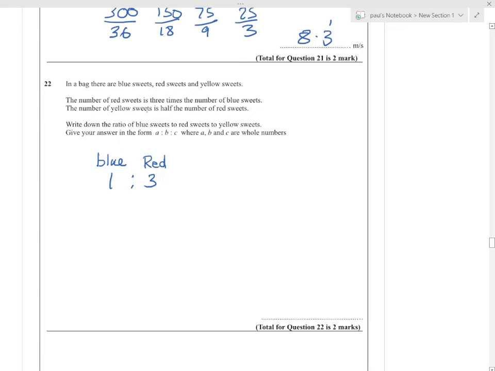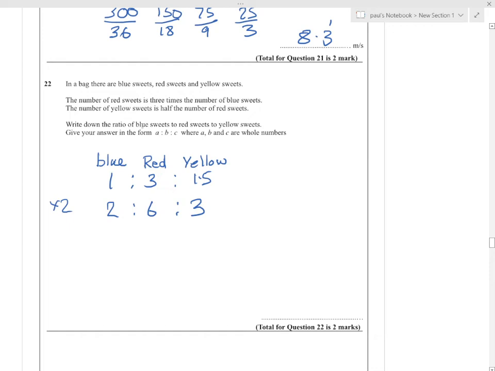The number of yellow sweets is half the number of red sweets. So I'm going to do yellow is half of that, so I'm going to put 1.5. Right, so a bit bonkers. So let's get the numbers up. I'm going to double all the numbers. So I'm going to call that 2 for the blue, 6 for the red, and 3 for the yellow.